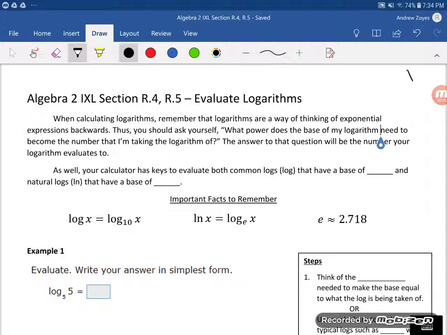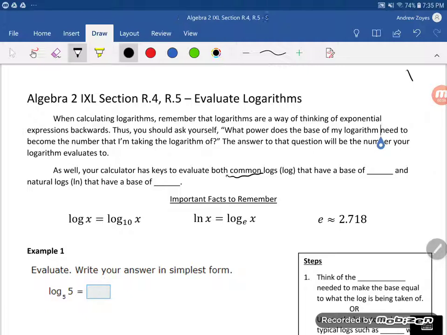When calculating logarithms, remember that logarithms are a way of thinking of exponentials backwards. Thus, you should ask yourself, what power does the base of my logarithm need to become the number that I'm taking the logarithm of? The answer to that question will be the number that your logarithm evaluates to. As well, your calculator has keys for both common logs, log, that have a base of blank, and natural logs, ln, that have a base of blank. So these are two things that you should have memorized by now.